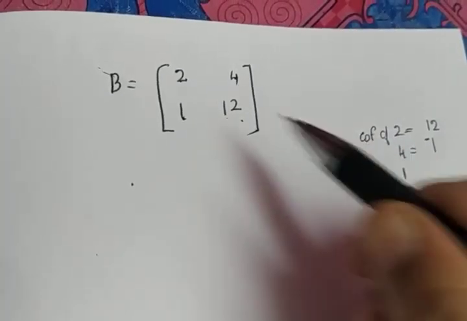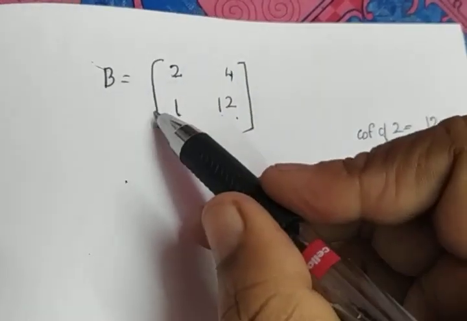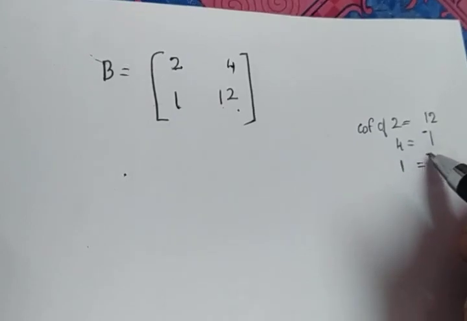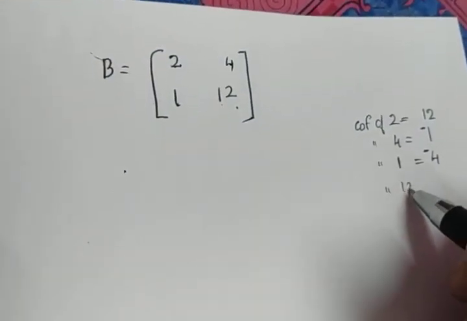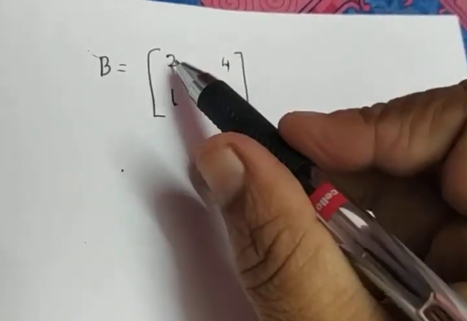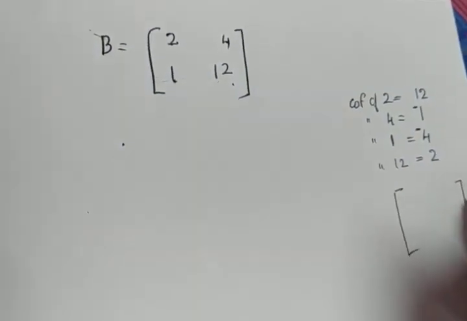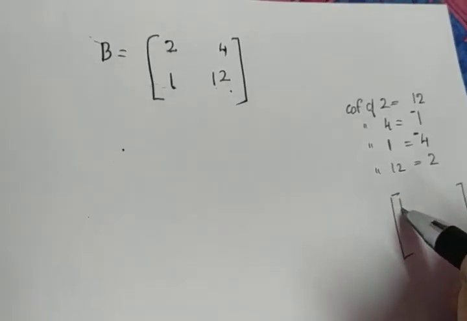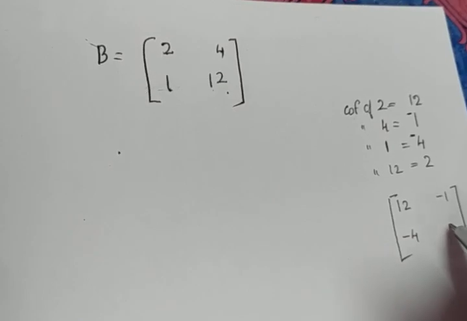Again, cofactor of 1 will be, leave the row and column, it will be 4. Taking the sign, it is in the second row, first column, so again there will be a negative. Cofactor of 12 will be, leave the row and column, we will get 2 and it will be positive. And if we need to write the cofactor matrix, I should write 12, minus 1, minus 4, 2.